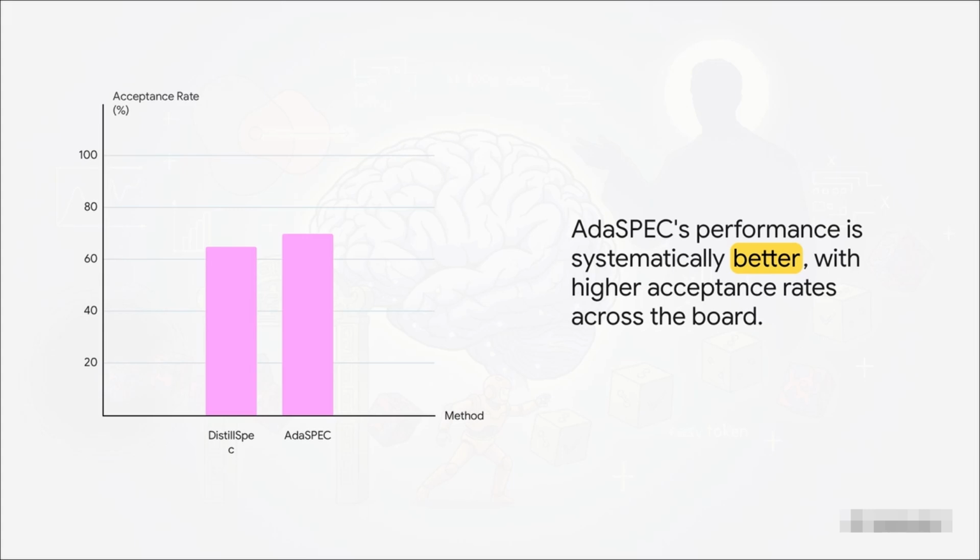On the left is the performance of the old method, and on the right is AdaSPEC. You can just see that the whole distribution is shifted to the right. The takeaway is crystal clear. AdaSPEC's performance is just systematically better, giving its higher acceptance rates across the board.